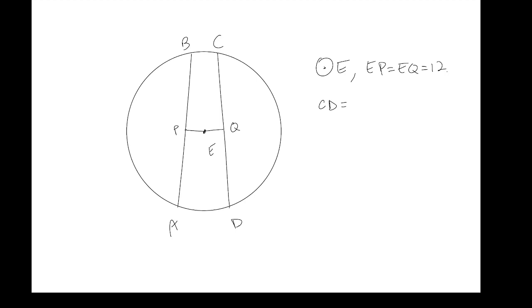Moreover, CD is equal to 5x plus 7. I have AB, which is equal to 7x minus 3. And we're going to find the radius and circumference of circle E. Also, I have one more distance here, which is 16 right there.